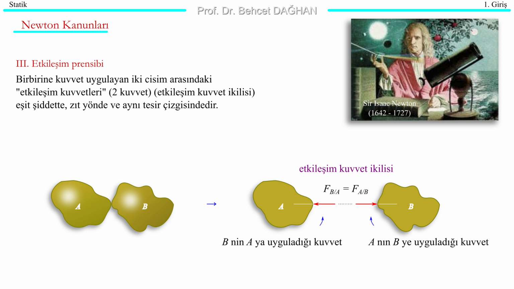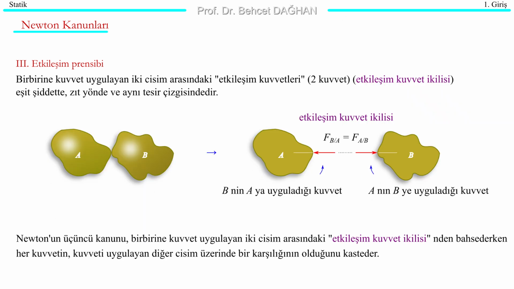If we examine the figure, let's assume that the body A and B exert forces by contacting each other. The force A exerts on B is of equal magnitude and opposite direction to the force B exerts on A. It is on the same line of action. Newton's third law, when talking about the interaction force pair between two bodies that exert a force on each other, means that each force has a counterpart on the object that exerts the force.